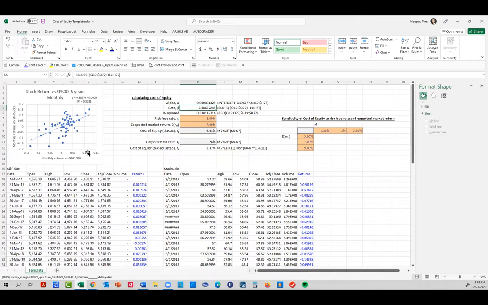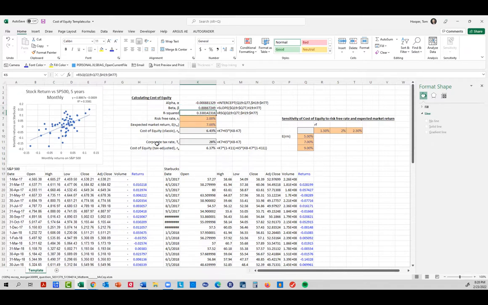I like this because it always reminds me that it looks like a shotgun blast to me. It's one thing to talk about betas and alphas. It's another thing to look at that cloud of points and realize I don't have a lot of confidence in that being too repeatable. But on average, over the last 5 years, that's how it's worked out. That's why they say this is a terrible model, but it's the best one we have.